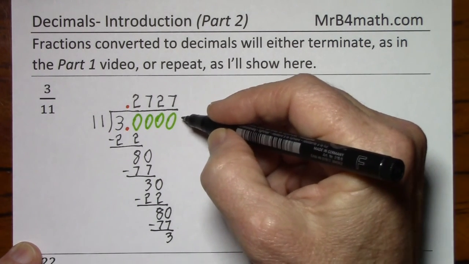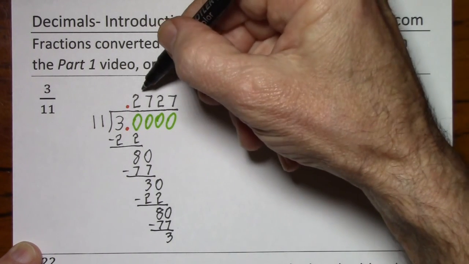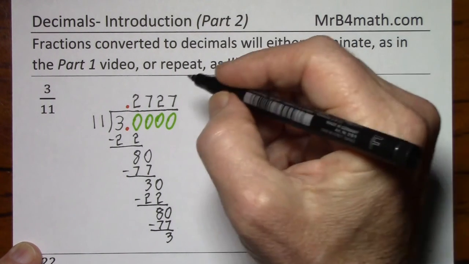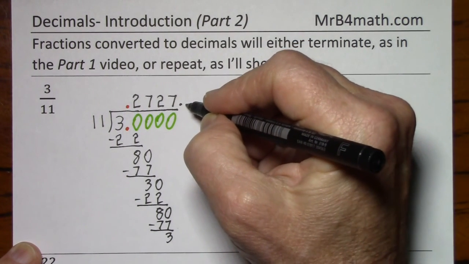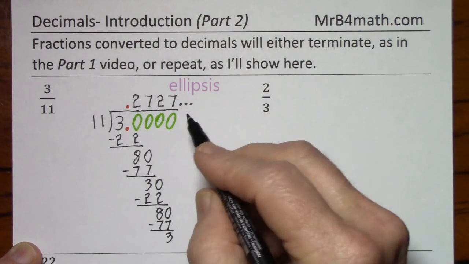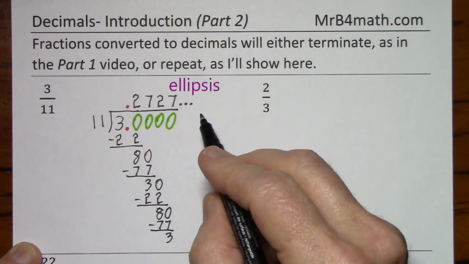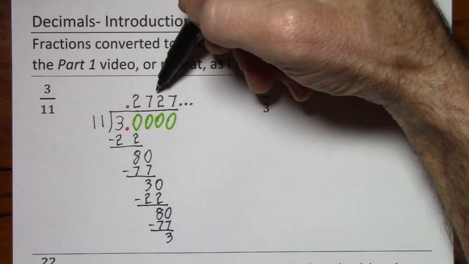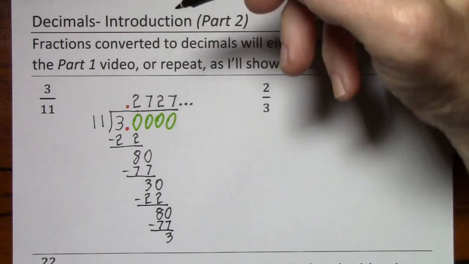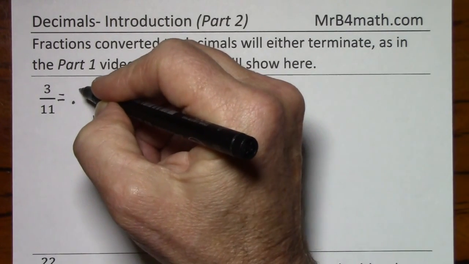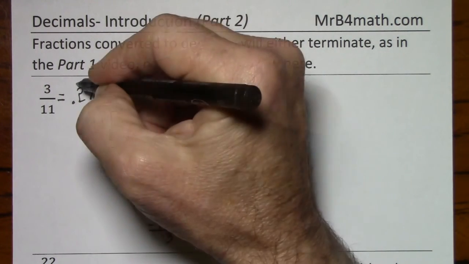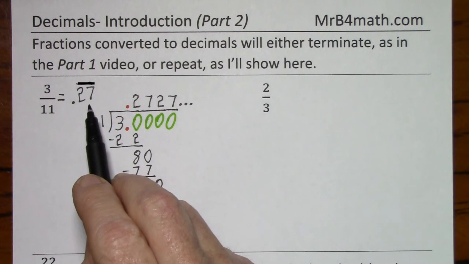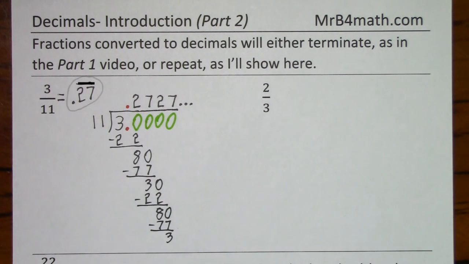I could put in more zeros and keep bringing them down, but this pattern 2 7 2 7 is going to continue. You can put 3 dots at the end. This is called an ellipsis. It indicates that the numbers continue forever. In order to show the decimal representation of 3/11, we simply write 0.27 with a bar over the decimal numbers that repeat. So this says that the pattern 2 7 repeats forever.